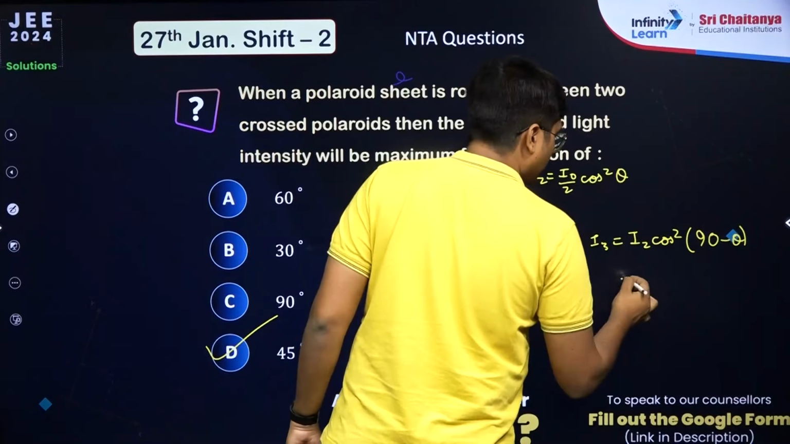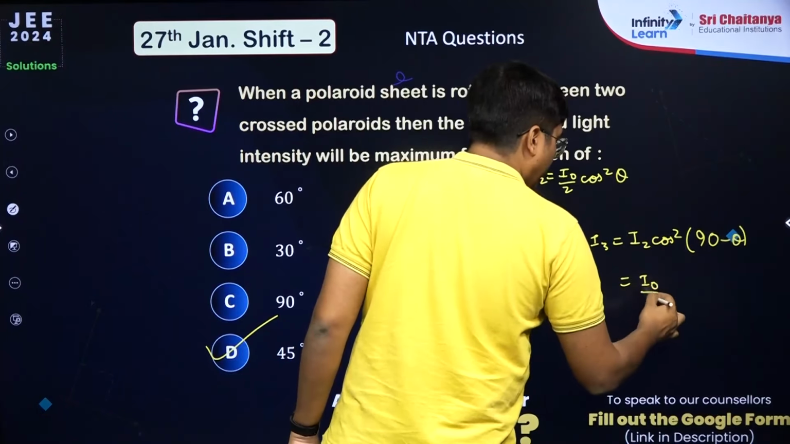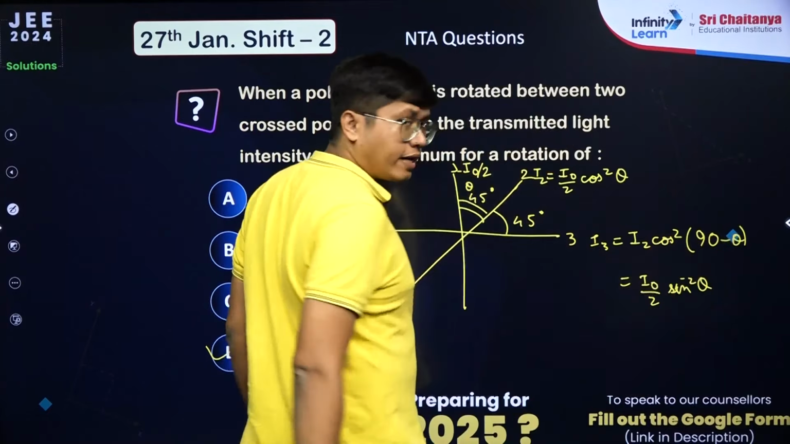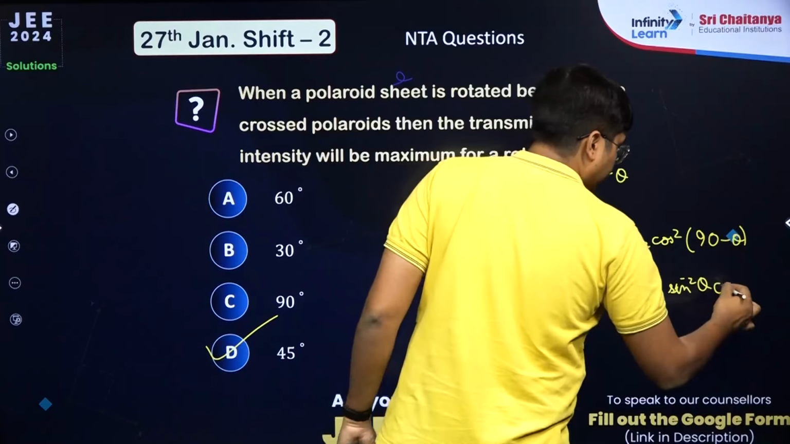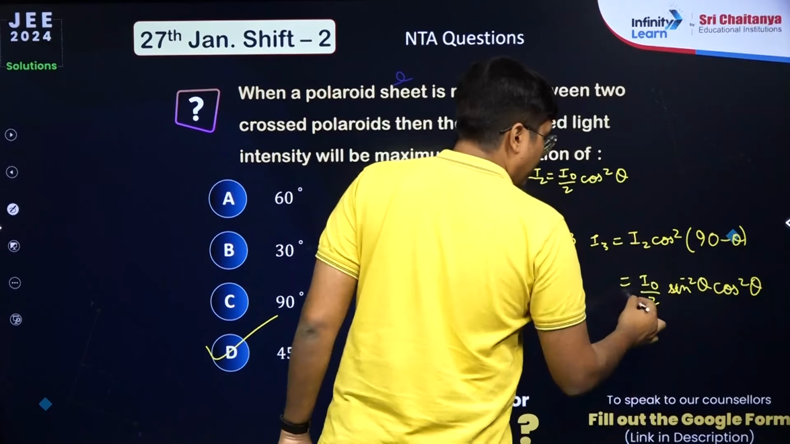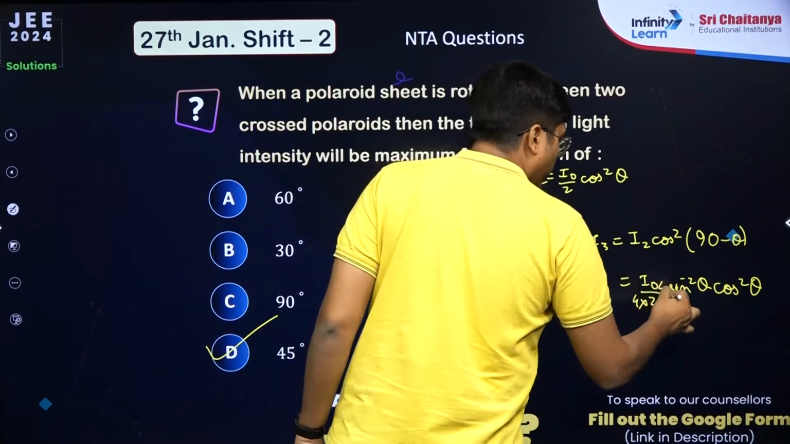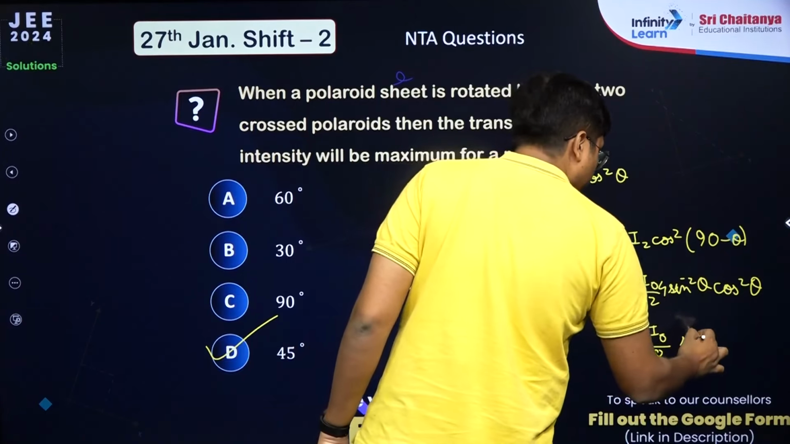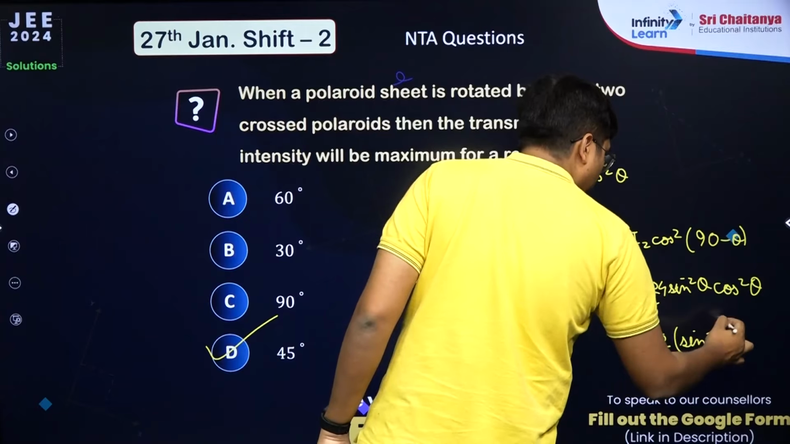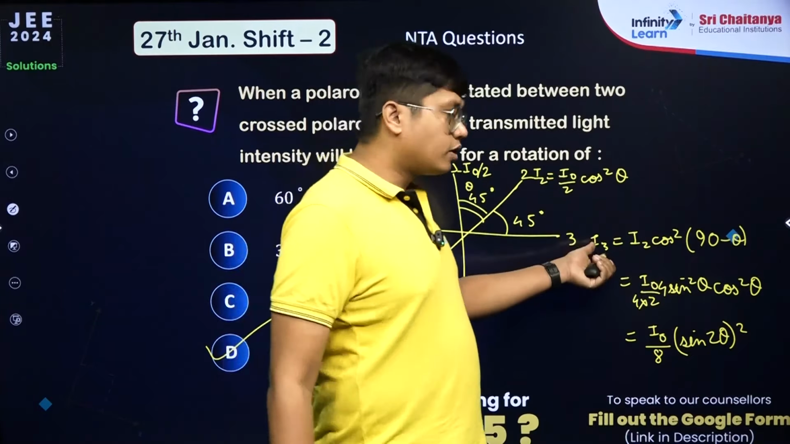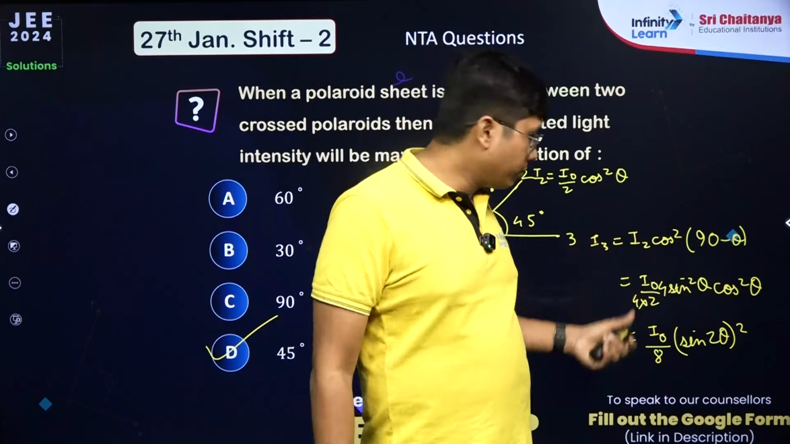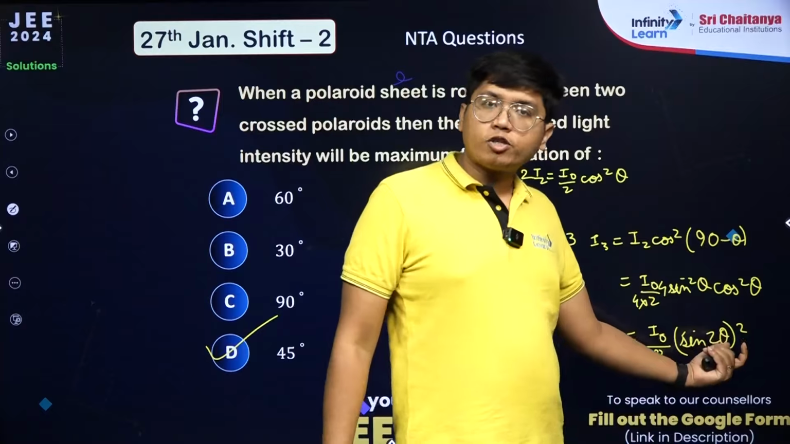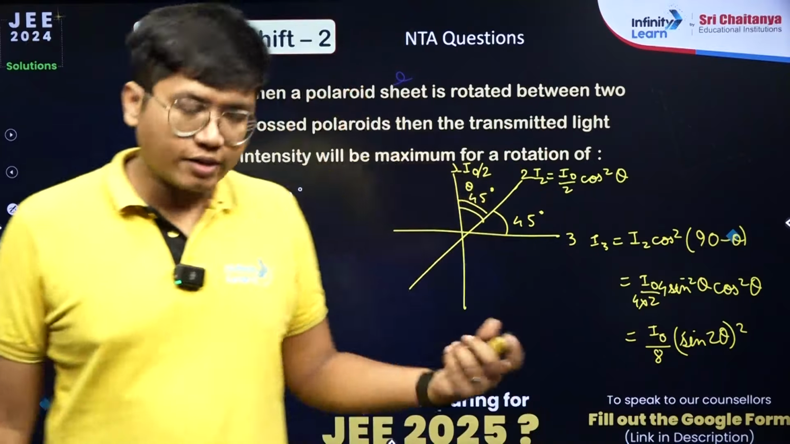So that would make it I naught by 2 sine square theta, which is this, cos square 90 minus theta is sine square theta, into cos square theta. Multiply the 4 in the denominator and the 4 in the numerator, you get I naught by 8 into sine 2 theta whole square. So for the final transmitted light to be maximum, you want sine 2 theta to be maximum. For sine 2 theta to be maximum, 2 theta should be 90 degrees, so theta should be 45 degrees. That is how you get it.